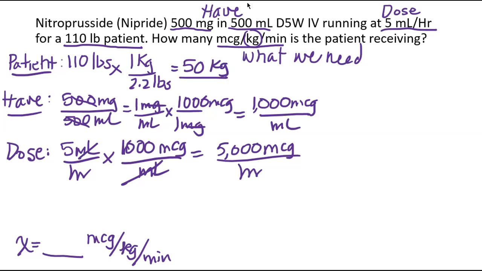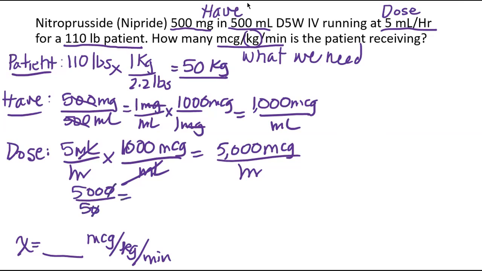And so we also have micrograms per kilogram per minute that we want the final answer to be, and since we are giving 5 mils per hour, which ends up being 5,000 micrograms per hour, we need to divide that by what the patient weighs. So this is the total of what they're giving. We want to see how much per kilogram they're giving. So we want to say, all right, 50 kilograms. So we're going to say, let's see, 5,000 divided by 50. Okay, so we can do that.